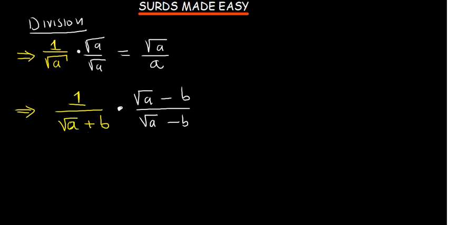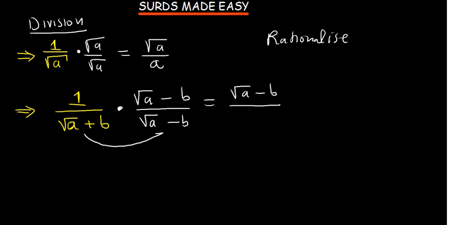We call these two conjugates of each other. Why? Because they only differ by a negative. They are almost the same, but one is negative, one is positive. So basically, if I multiply a surd by its conjugate, what I'm doing is rationalizing the denominator. So we multiply by these things which are on top, and we get the same thing, square root of a minus b.